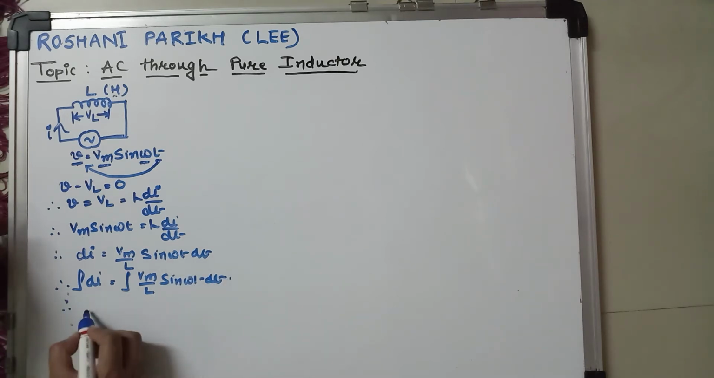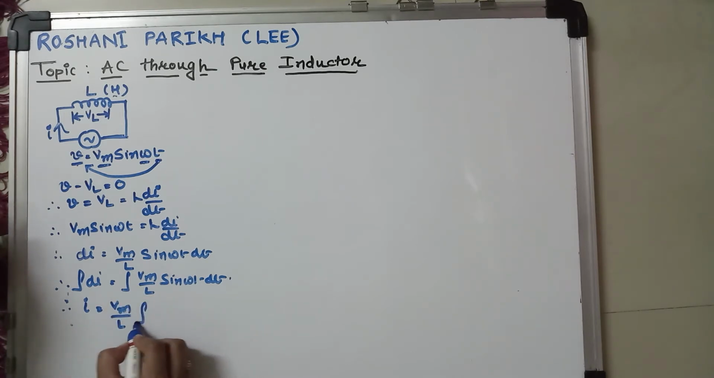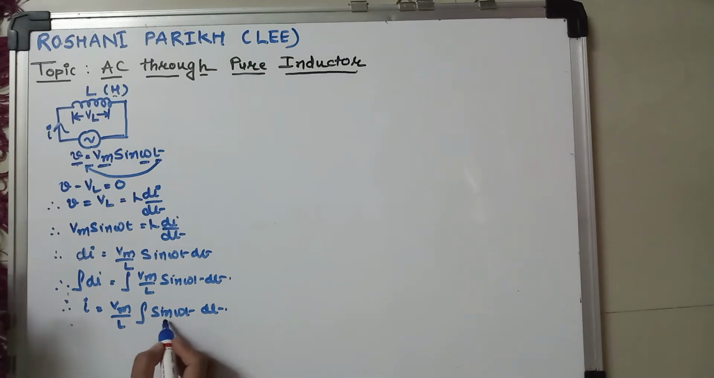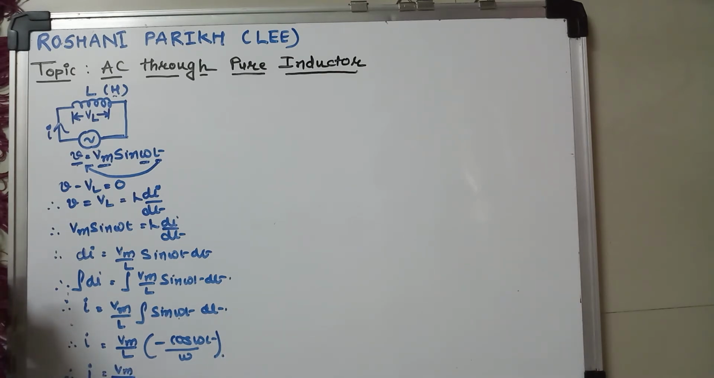Integration of di is I. Vm by L is a constant, so take it out of the integration. So integration of sin omega t dt. Now what is the integration of sin omega t? The integration of sin omega t with respect to t is minus cos omega t, divided by omega. So we can write Vm by L times minus cos omega t divided by omega. So I is equal to Vm by omega L times minus cos omega t.